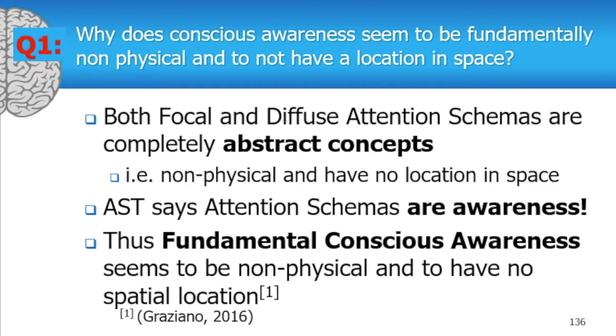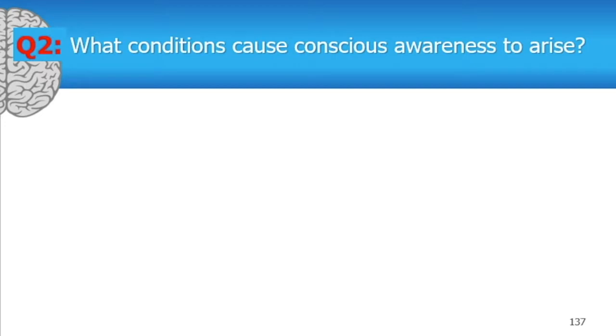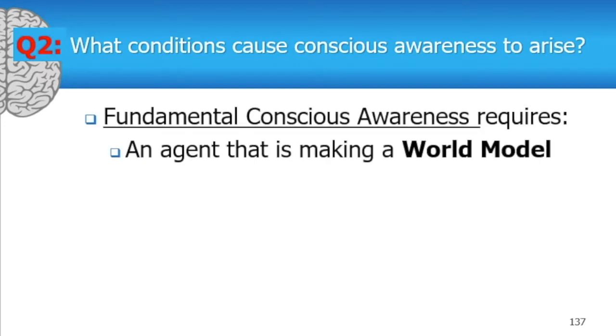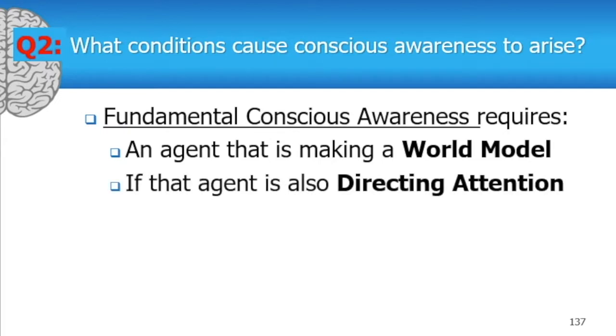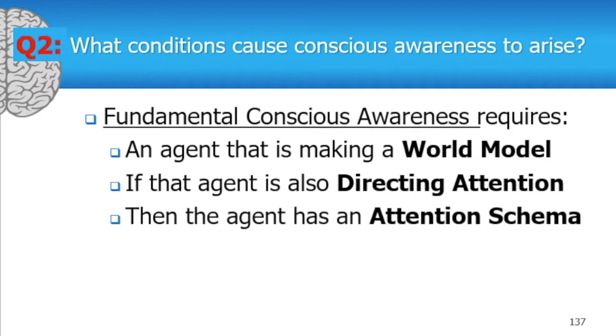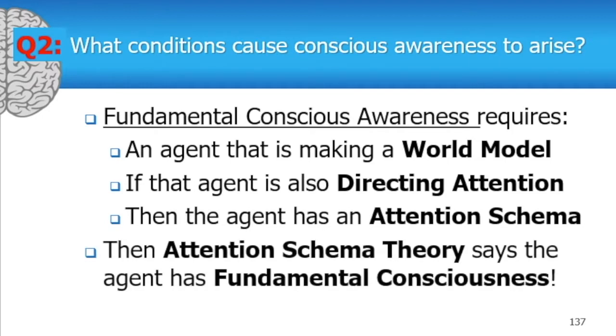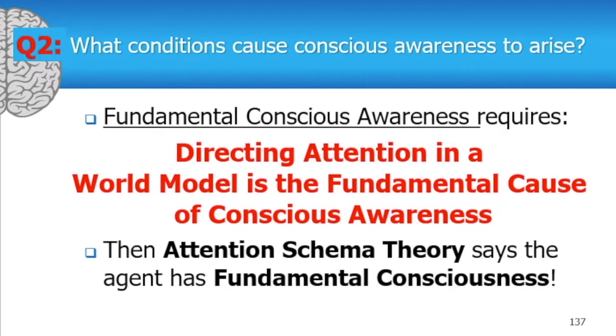The next question is, what conditions cause conscious awareness to arise? Fundamental conscious awareness requires an agent that is making a world model. If that agent is also directing attention, then the agent has an attention schema. Then attention schema theory says that the agent contains fundamental consciousness. If its self-model is only awareness, then it would only have fundamental consciousness. If it has a self-model that also includes a body schema, it would have something like the controller's or normal modern human consciousness. Thus, directing attention in a world model is the fundamental cause of conscious awareness.